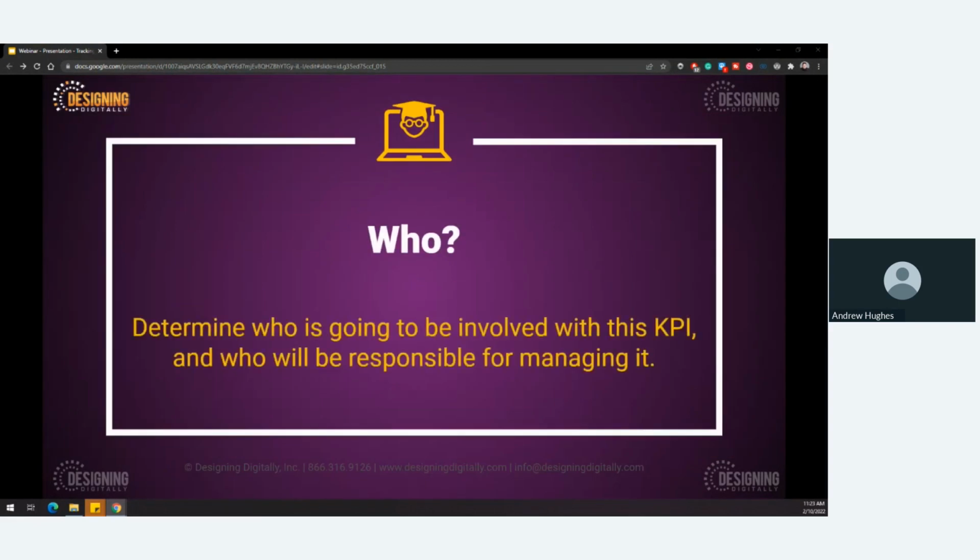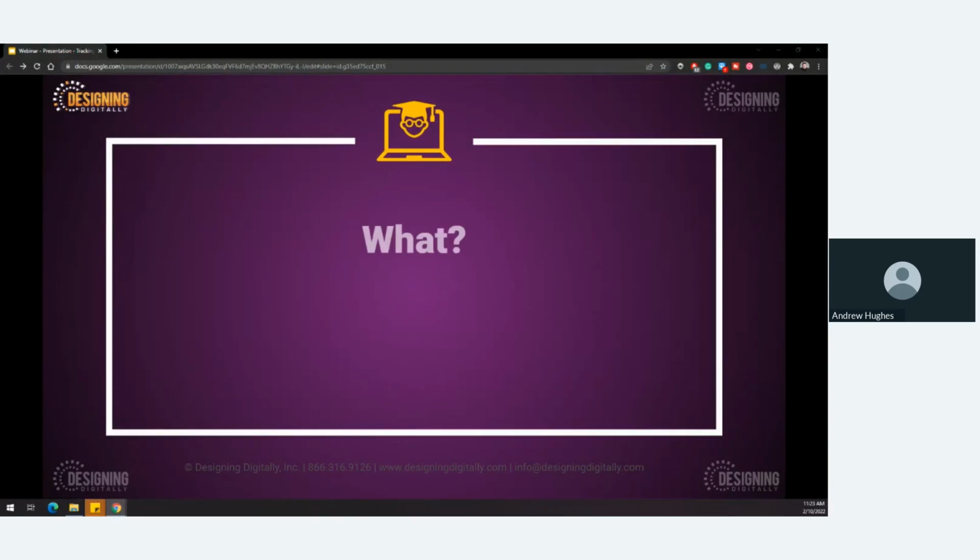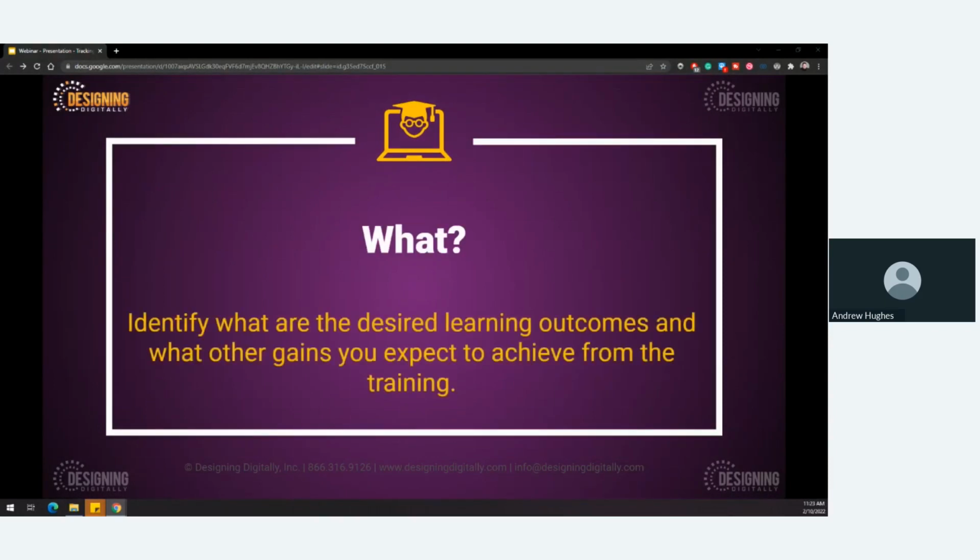So I talked a little bit about this, but we really want to know who is actually involved in the KPIs and who's going to be managing the actual KPIs. What do they want to see based on this solution that we're going to be creating? Because that'll impact our actual learning outcomes.